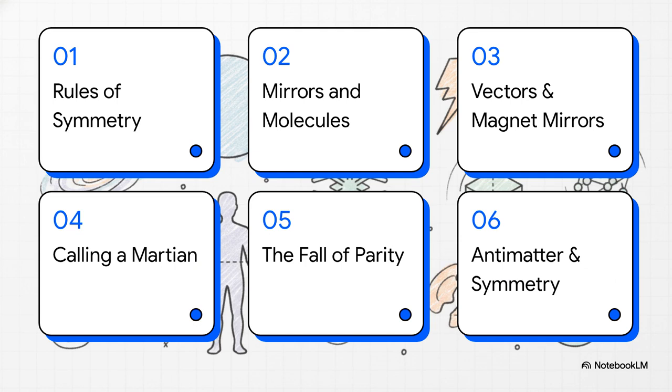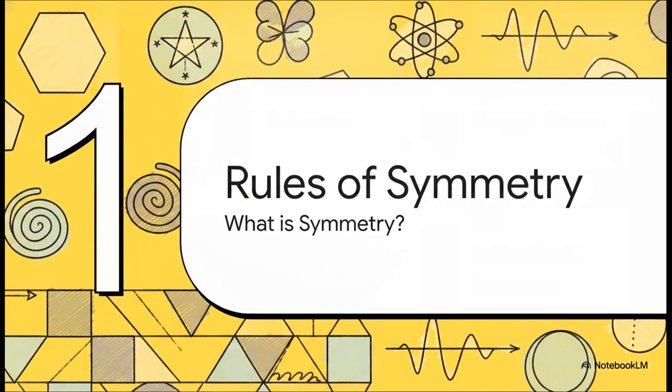5, the fall of parity. And finally, antimatter and broken perfection. Let's get to it. Section 1.